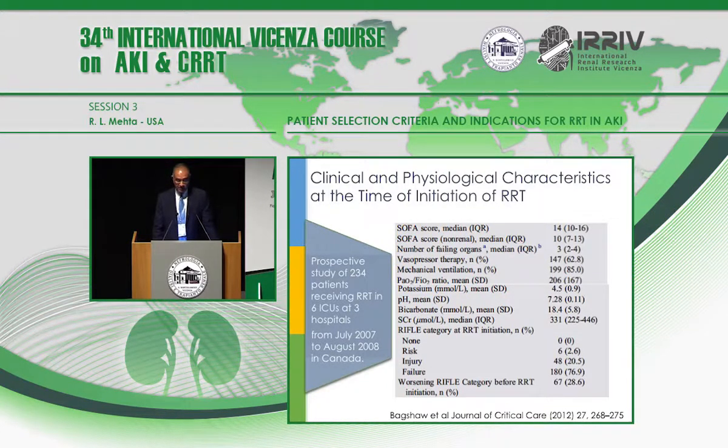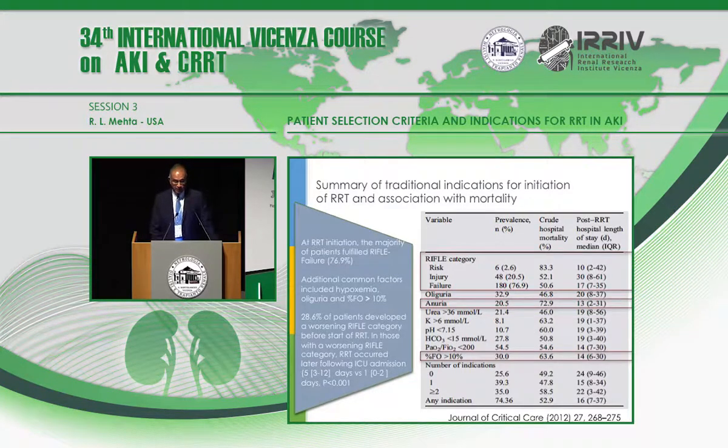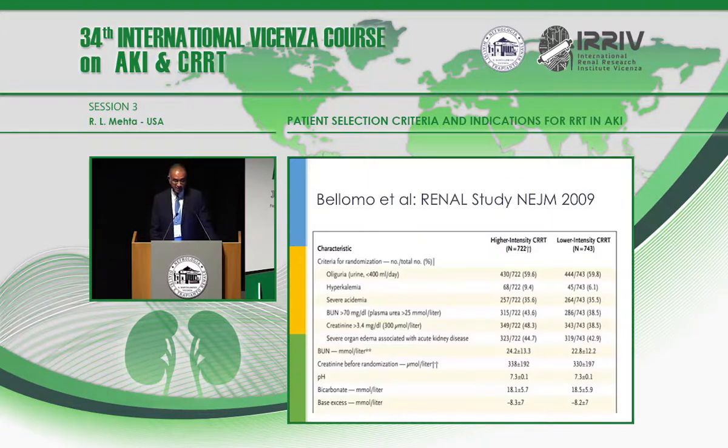And notice here is that this is the general characteristics of these patients, and almost about 80% of these patients received RRT when they were in the failure stage overall, and about 28% of these patients had been worsening in the stage of the RIFLE stage at the time that they got RRT. But what's more important here is the prevalence of these various factors. Oliguria and anuria were quite common in this aspect, and you can see that there is a significant association with mortality in these groups and also in the post-RRT length of stay in this setting.